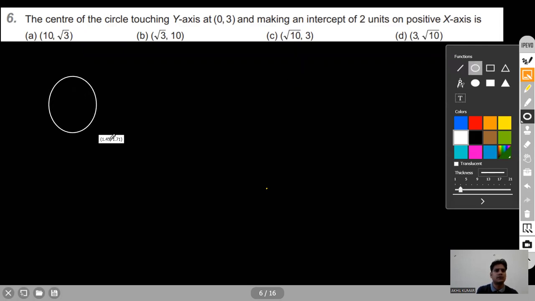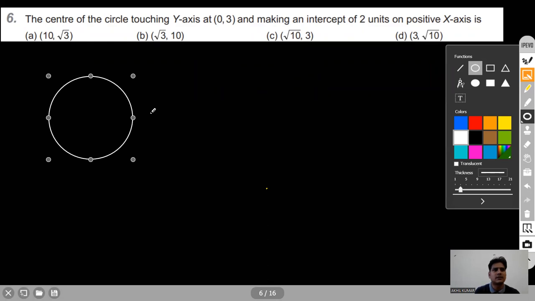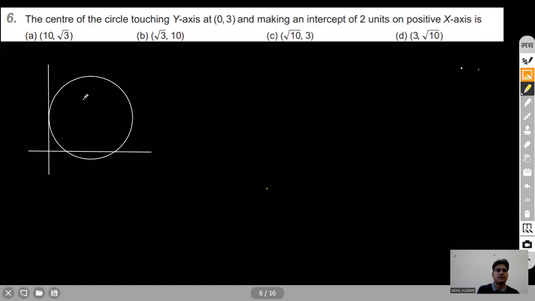So one circle is there. What are the characteristics of this circle? It is touching the y-axis at 0,3, and it is making an intercept of 2 units on the x-axis, right? So we have to find the center of the circle. Suppose this is the center of the circle. And I'm taking this point as A, this as B, and this as C, right?